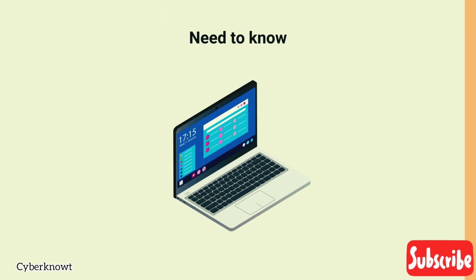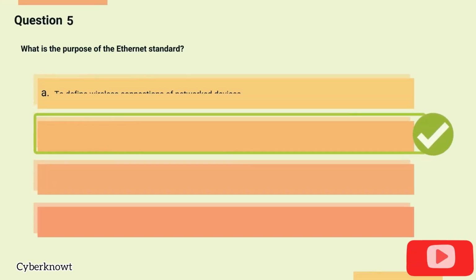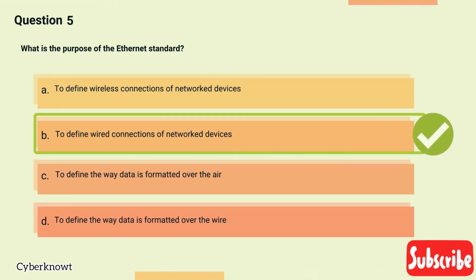Question 5. What is the purpose of the Ethernet standard? Option A. To define wireless connections of network devices. Option B. To define wired connections of network devices. Option C. To define the way data is formatted over the air. Option D. To define the way data is formatted over the wire. The correct answer is option B. To define wired connections of network devices.